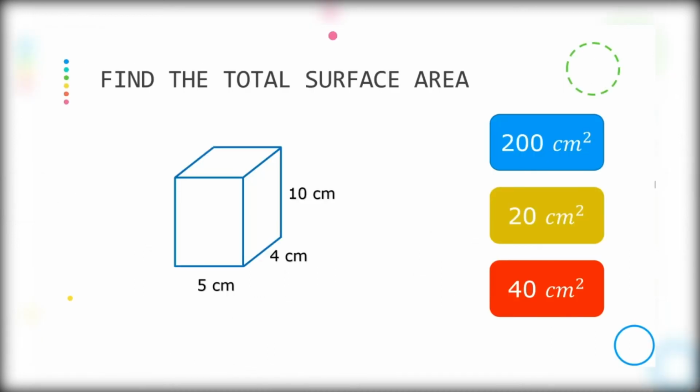And now is your turn. You're gonna find the total surface area of this rectangular prism. You have some options and you're gonna have a couple of seconds for you to find the correct answer. Let's get started.